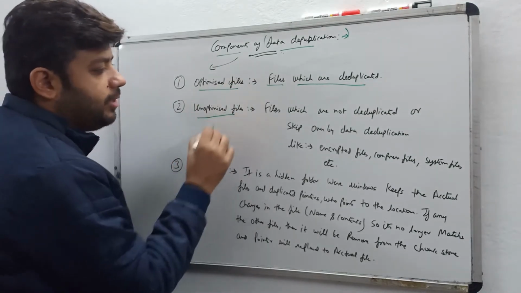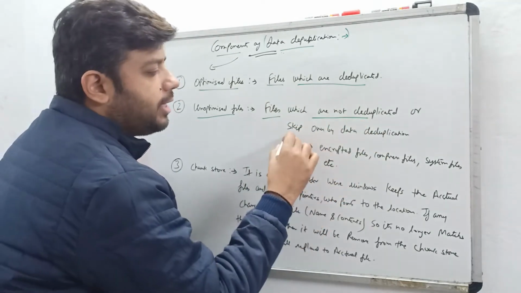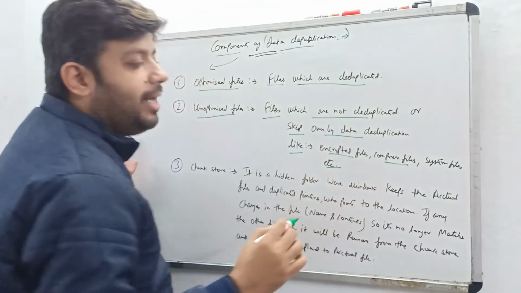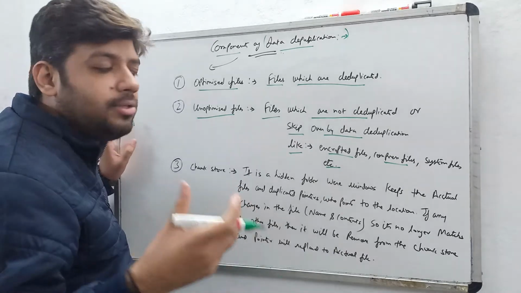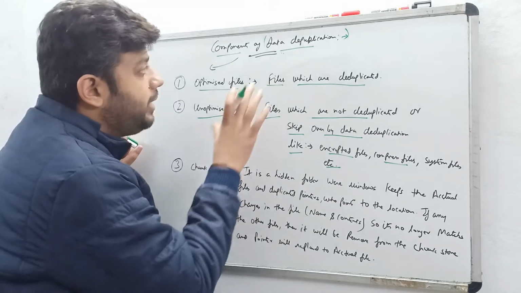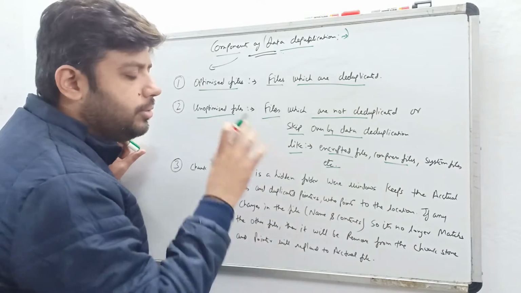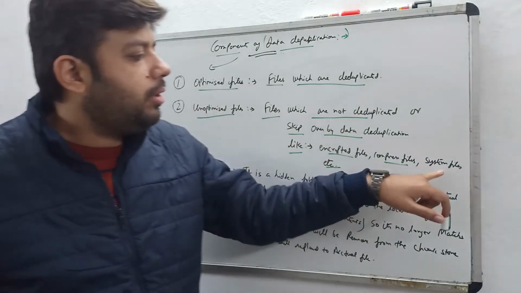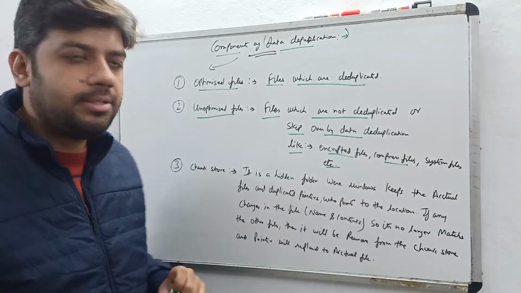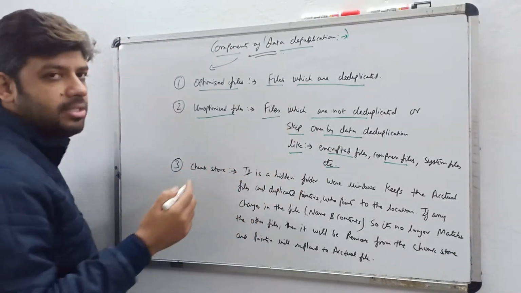Next we have unoptimized files. Unoptimized files means the files which are not deduplicated or are skipped over by data deduplication, like encrypted files, compressed files, and system files. Imagine we have some compressed files, system files, or encrypted files in my drive. Deduplication does not scan these files. So it skips these files, and the rest it scans and checks for duplicacy.